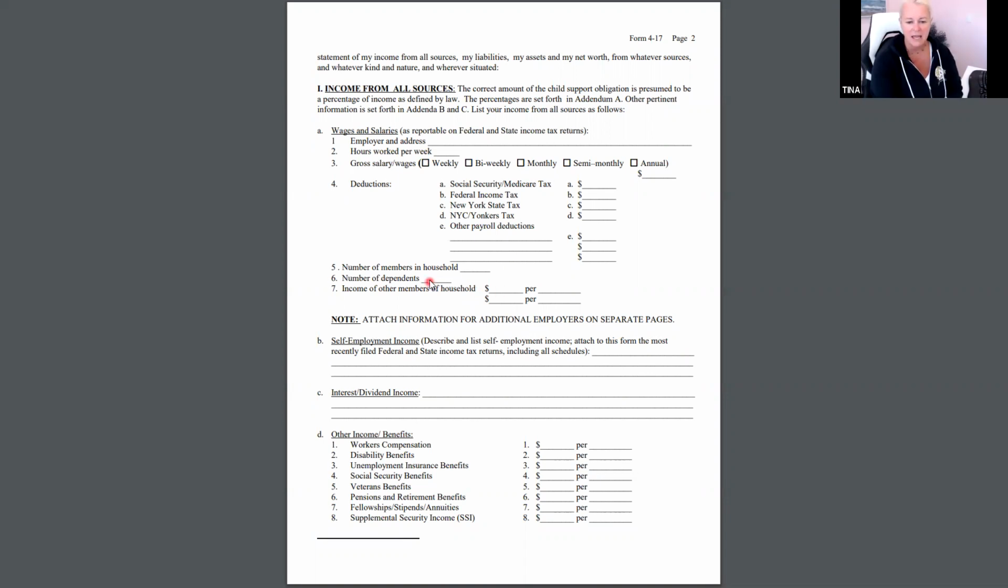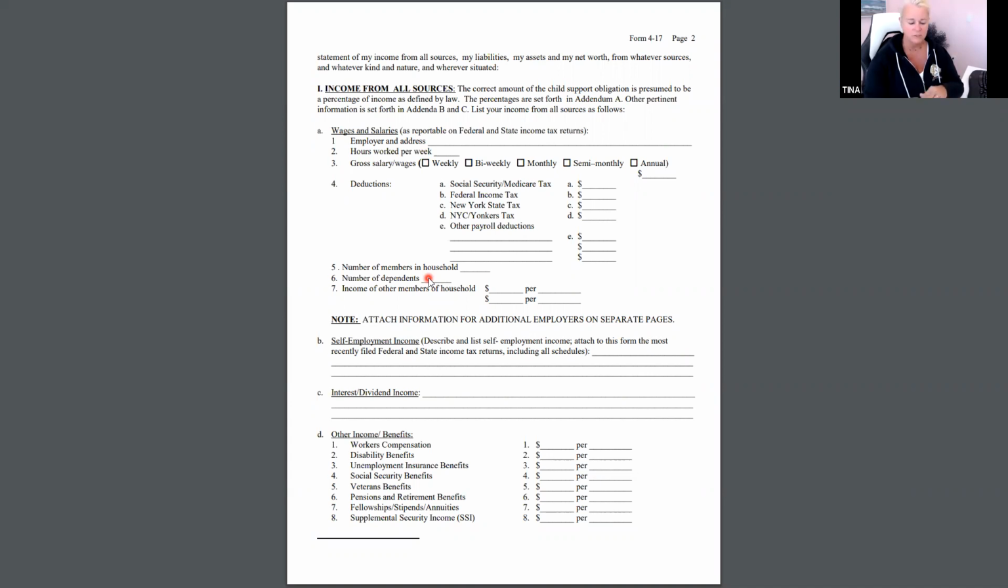So number of dependents, what do you think that means, Tim? This is the number of children that you have sired, not just the ones in the proceeding that you're filing the petition for, but if you have 4 baby mamas with 4 different children, that is the number of dependents you have. And it includes a girlfriend or a significant other that you provide support for.